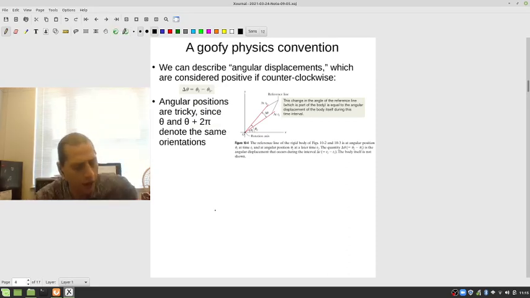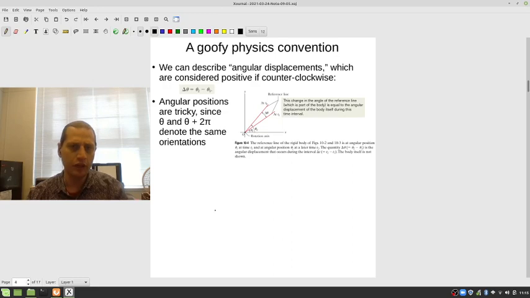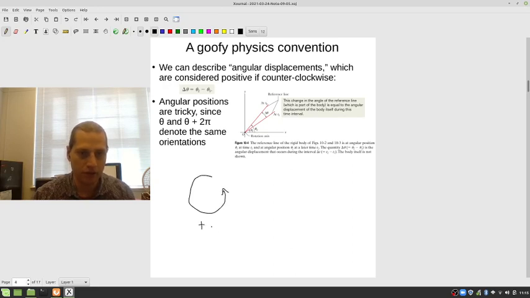Now, there's a little bit of a goofy physics convention, but you do need a convention about this, which is that if you're going around counterclockwise, that is the plus direction for angular displacement. So you would measure an angle like that. That would be something like plus 5 radians, not quite all the way around the circle. But if you go around the other way, that would be a minus direction.